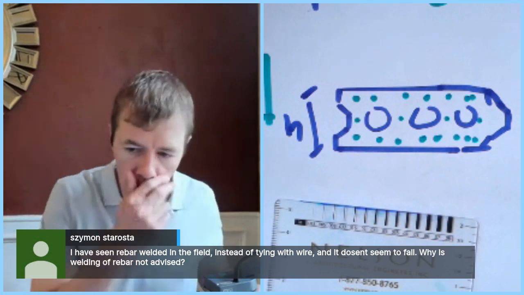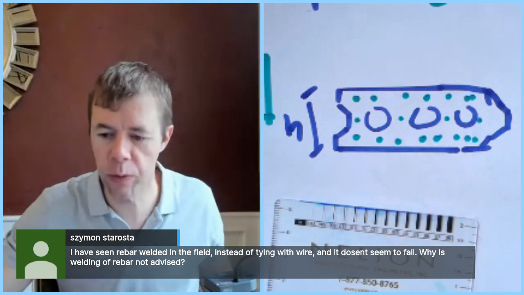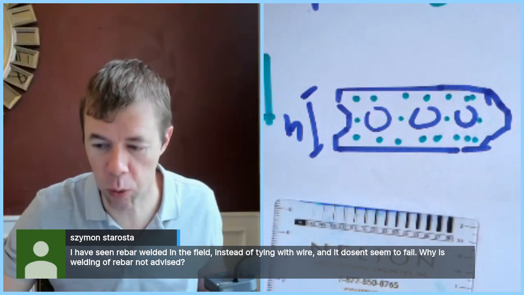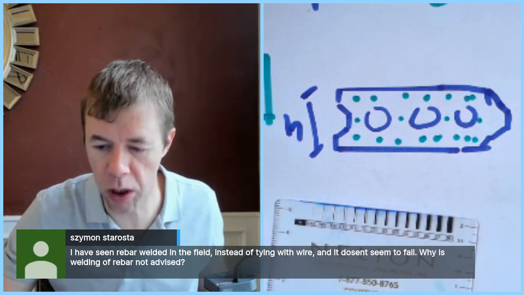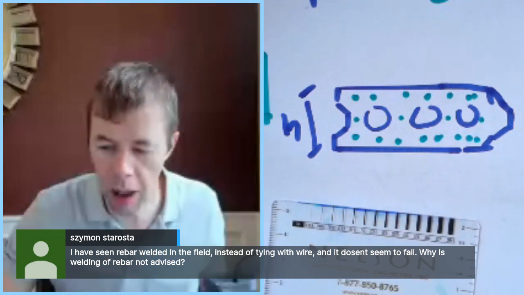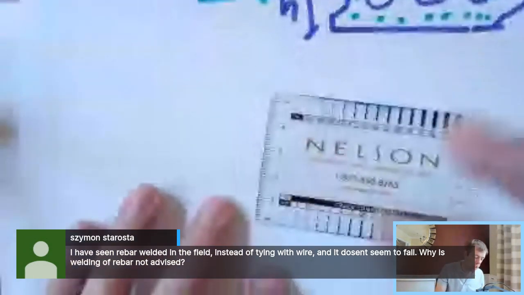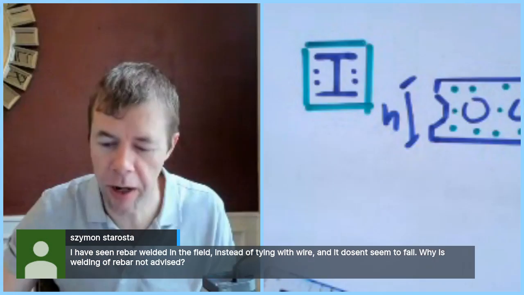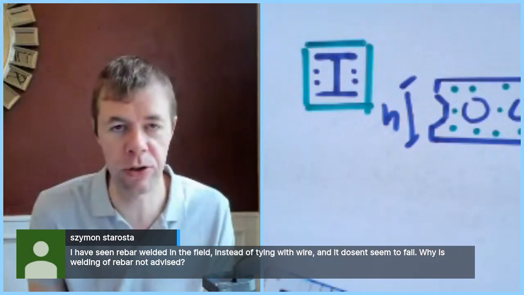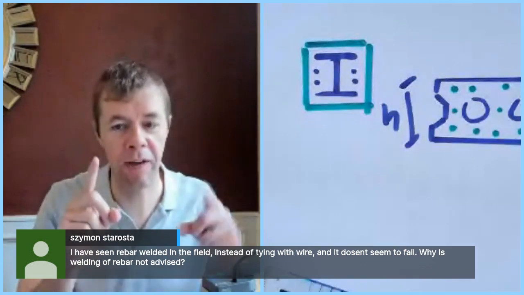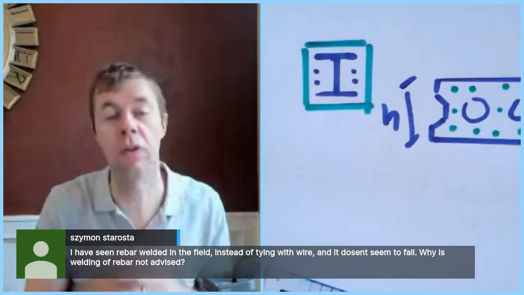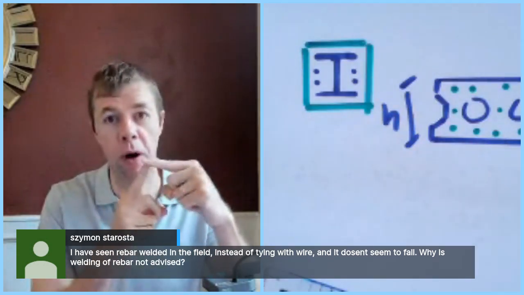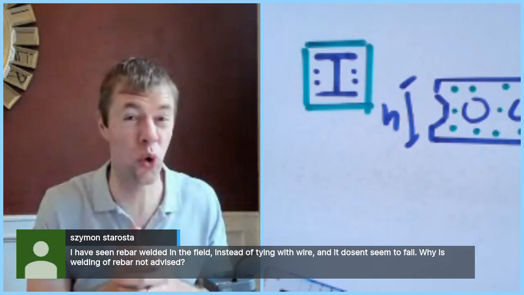So Simon wants to know, he has seen rebar welded in the field instead of tying with wire, and it doesn't seem to fail. Why is welding rebar not advised? Well, Simon, in my country, when you weld rebar together, you have to have a certified welder. You have to have a certified inspector in the field, and that's very expensive. There's concerns about those welded rebar failing over time. You also have to have a special grade of rebar.